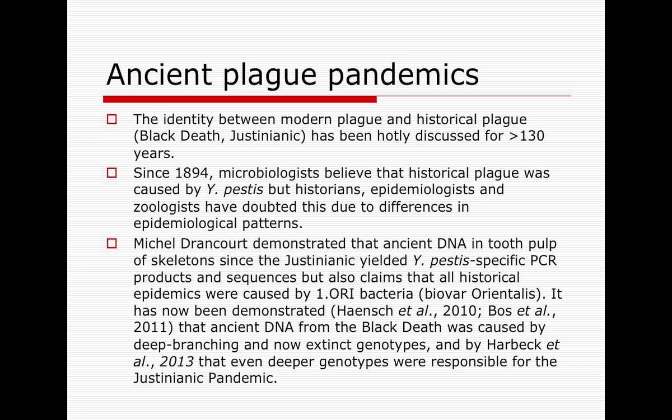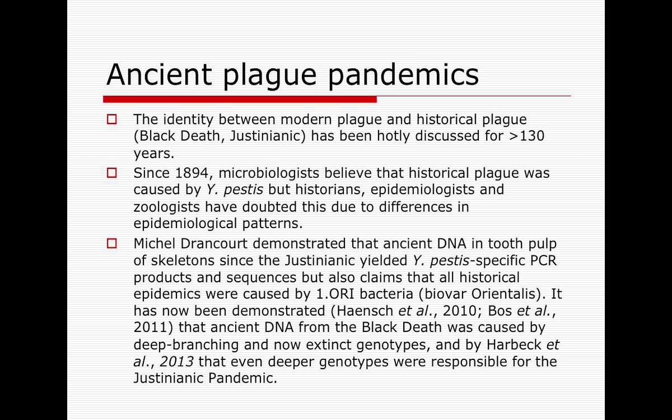But this argument of is plague, modern plague as we know it, does it have the same etiology as the Black Death and the Justinianic, has continued since then and through to modern times. And there's some very erudite books by historians bringing up one, and epidemiologists, bringing up one argument after another why ancient plague is different from modern plague. And among other things, the epidemiology is totally different. There's no way the modern plague spreads as fast as it did during the Black Death.